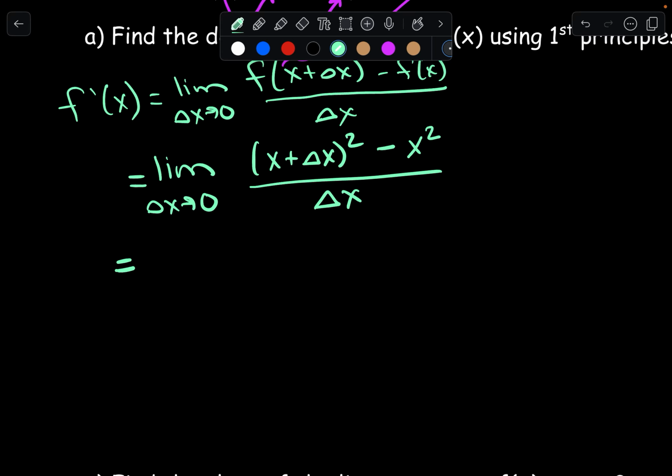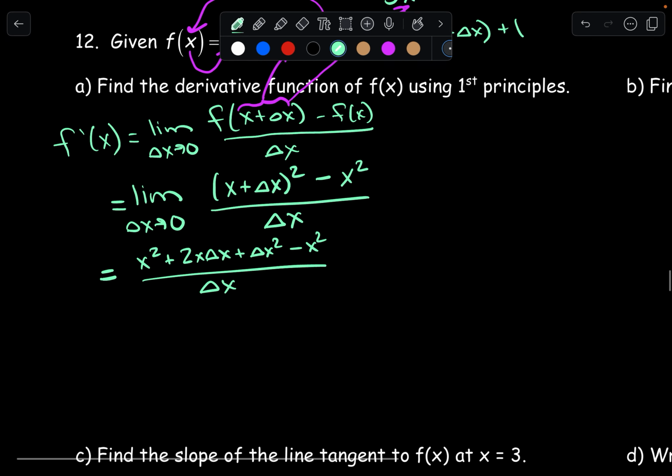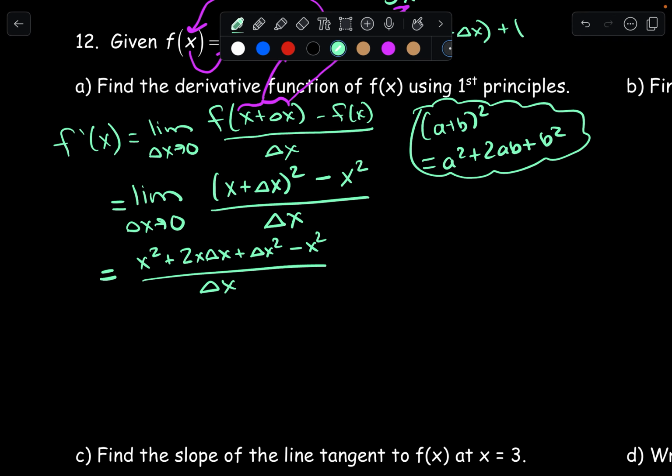So from here, we will double distribute. We have x squared plus 2x delta x plus delta x squared, and then minus the x squared, divided by delta x. I got on people in class for this. You need to be able to expand these quickly. So a plus b squared is equal to a squared plus 2ab plus b squared, okay? So the limit process, when you're dealing with quadratics, this is always going to show up, and that's for this part.